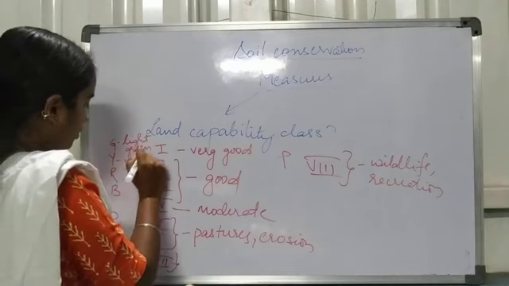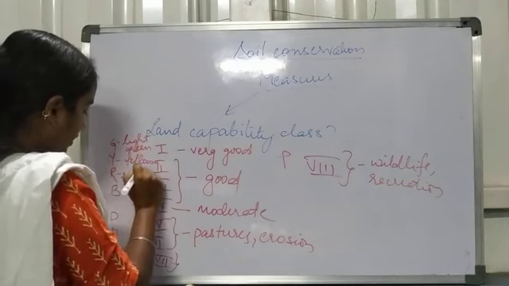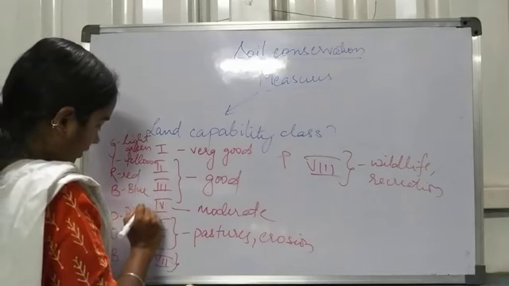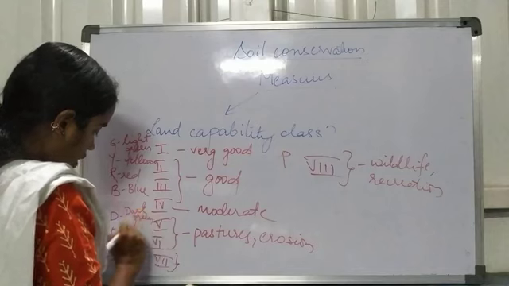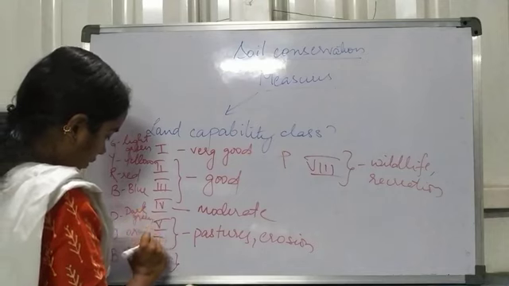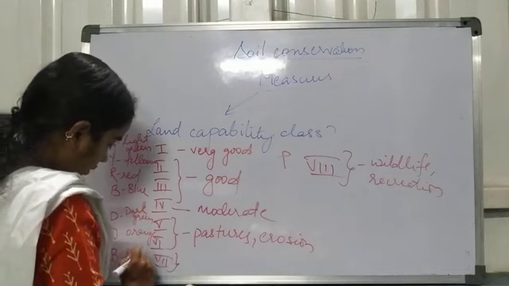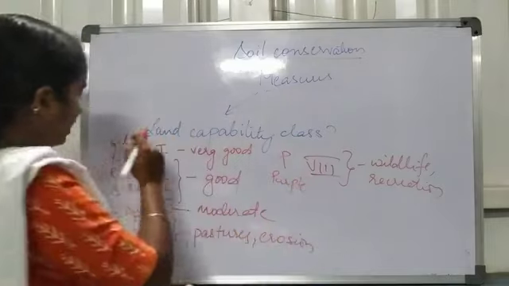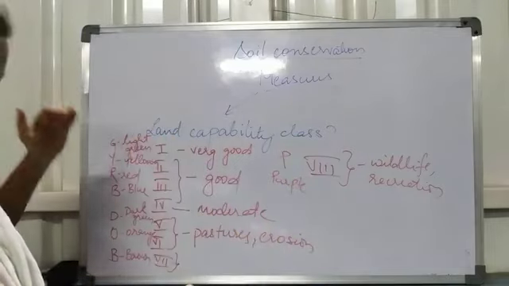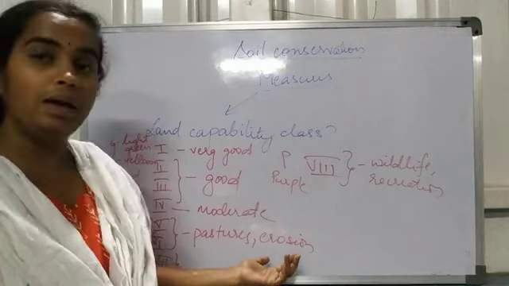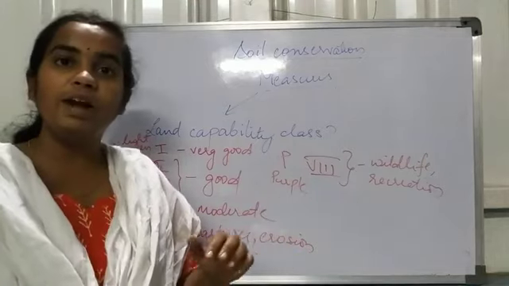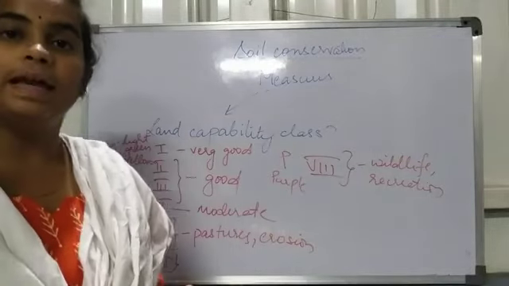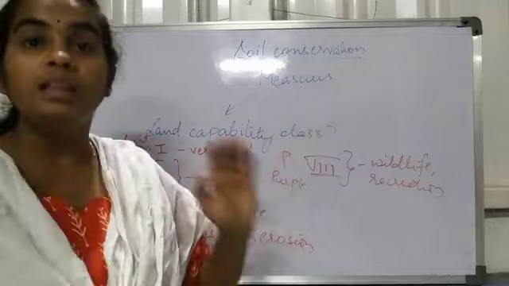then yellow, red, blue, dark green, orange, brown, and purple. These different classes have different colors, and according to their capability they are classified differently. The thing you have to remember for the exam is the colors and what they are used for.